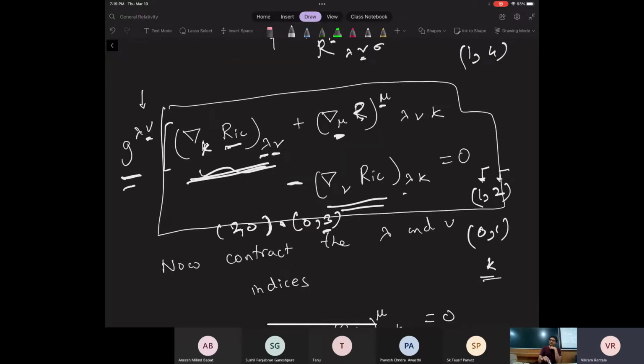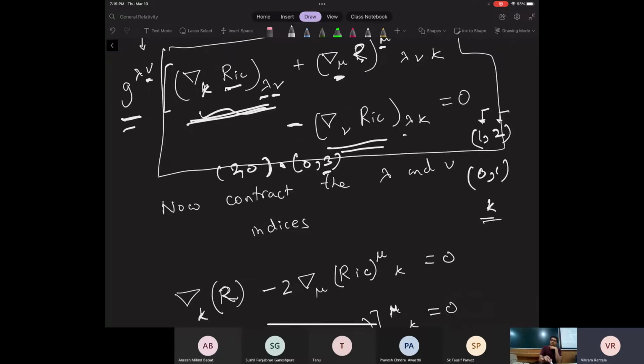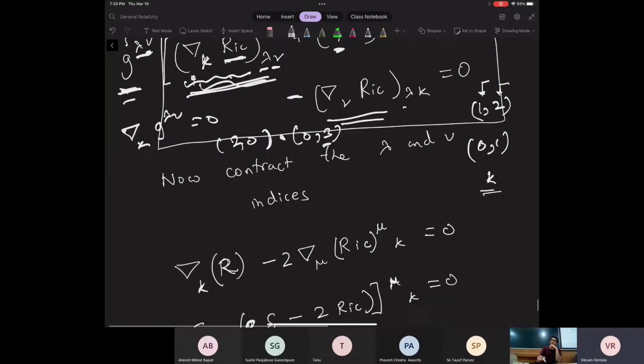So let's work out what we get at the end of it. Now g lambda nu, let me combine it with the first term. We know that because the connection is an affine metric connection, del kappa g lambda nu is 0, which means we can pull this g lambda nu inside this derivative. And again, you can think of this contraction of g lambda nu and the Ricci tensor as occurring before you take the derivative.